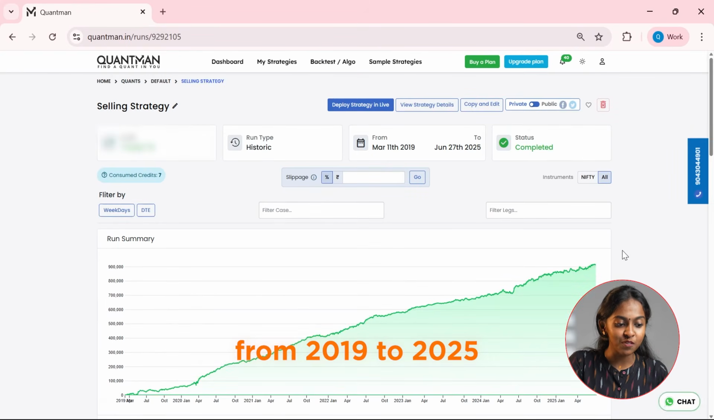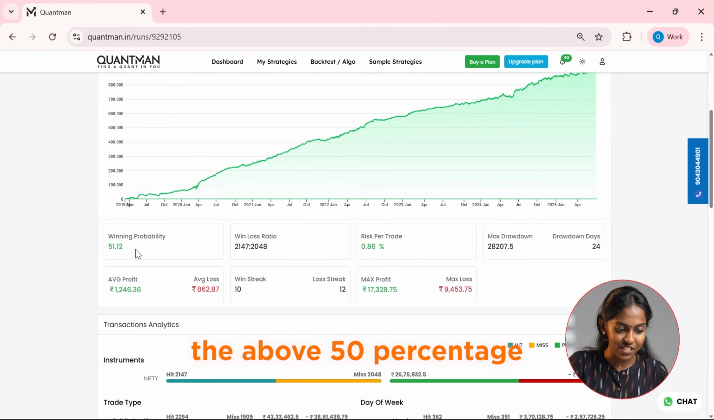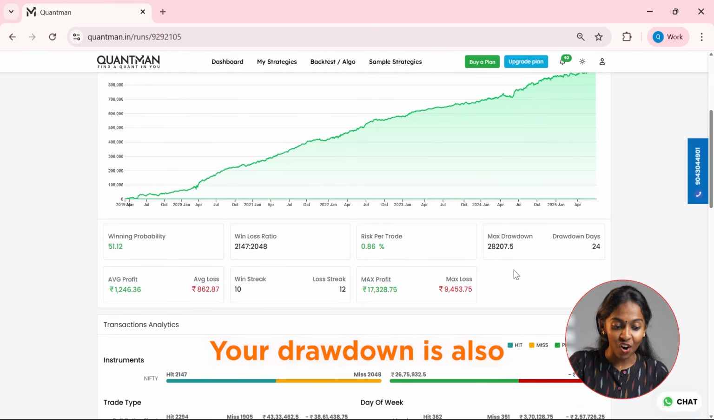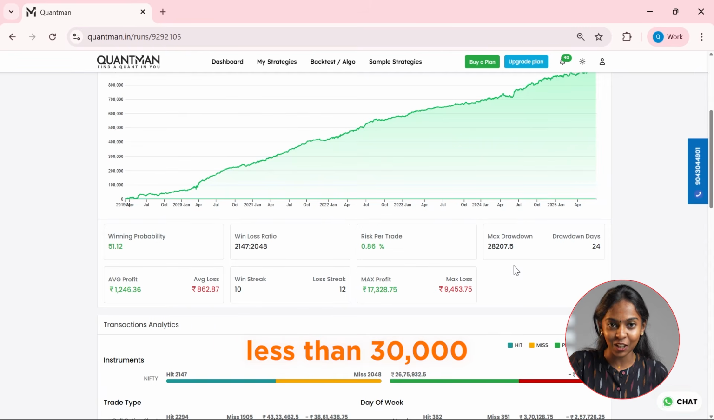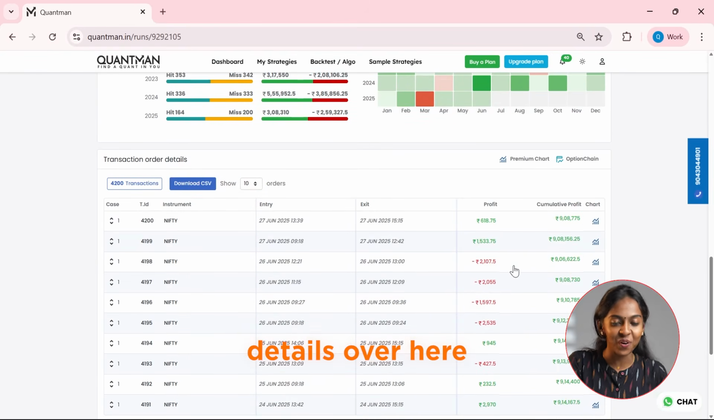So these are the results from 2019 to 2025. So if you see here, your winning probability is also above 50%. Your drawdown is also less than 30,000 for the past 7 years. So you can see all your heat maps over here and the transaction details over here.